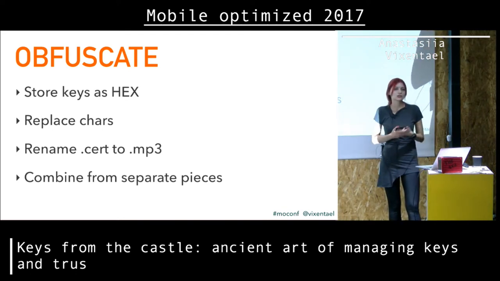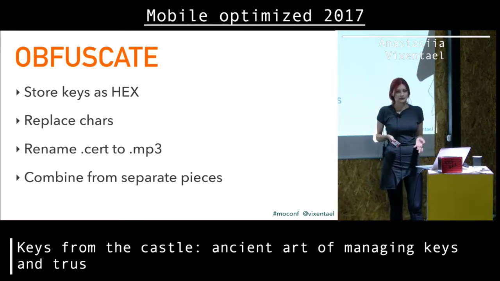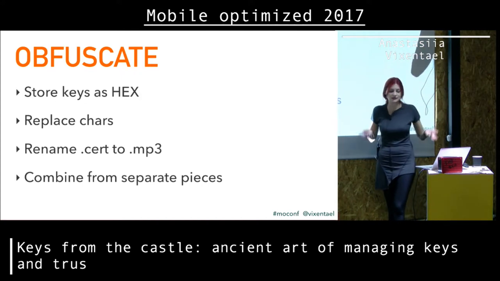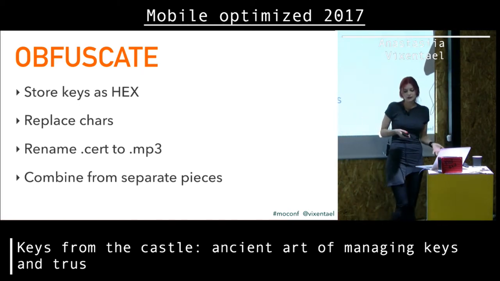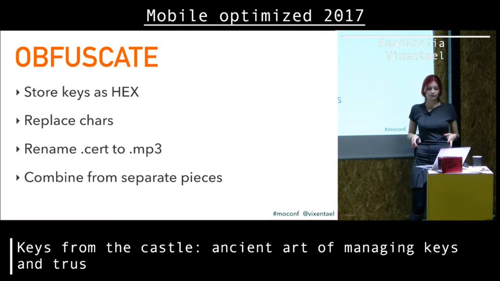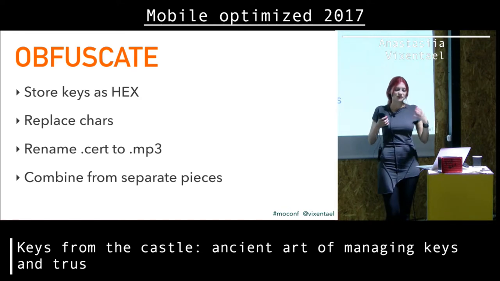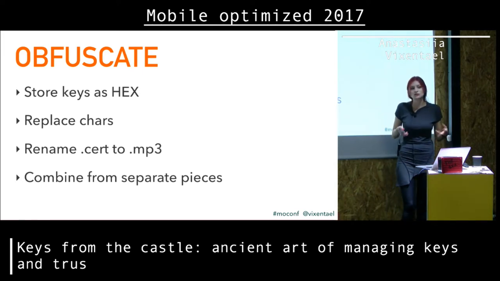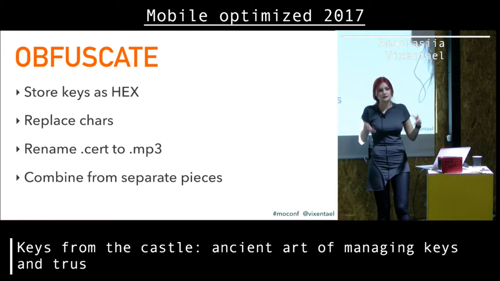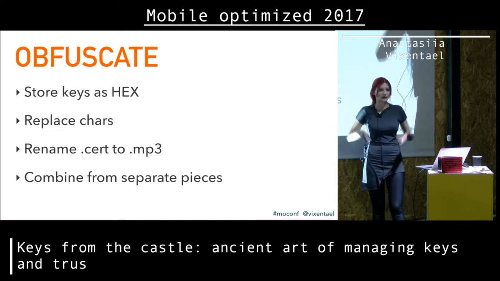When I talk about key protection, my colleagues think about obfuscation. There are different ways to obfuscate keys. For example, to store them as hex variables or replace characters inside keys. And obfuscation depends on social engineering. The goal is to confuse the attacker, it's just a mind game. So for example, if you want to store the server certificate, you can rename it to MP3 and store it like my favorite music.mp3 inside your application bundle.